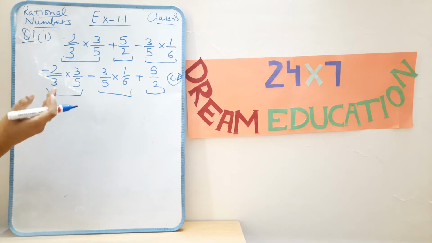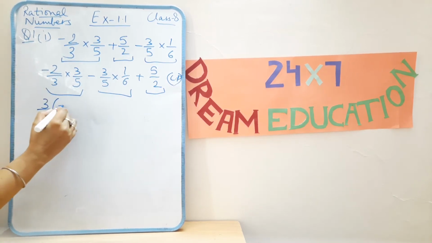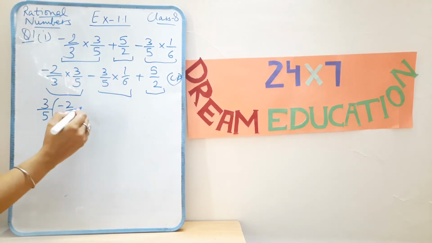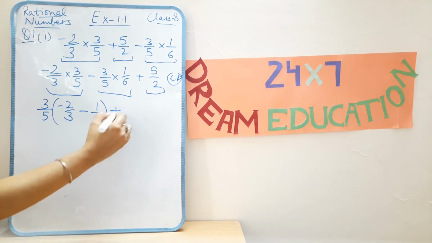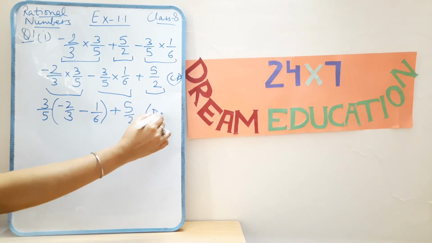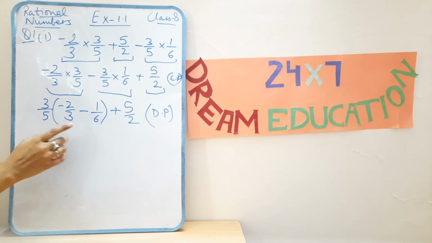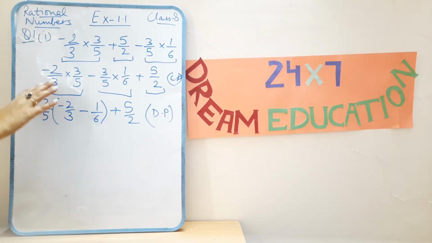So now I will take this 3 by 5 outside. Outside means common. So what will be left? Minus 2 by 3 and minus 1 by 6. Now this is called the distributive property. In the last video I told you how to use the distributive property. Actually, the distributive property is when a number is written outside the bracket and we open the bracket, that number gets multiplied with each and every term inside the bracket. So this is what it is, but in reverse order.